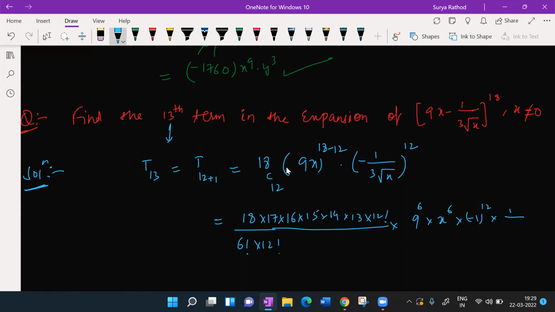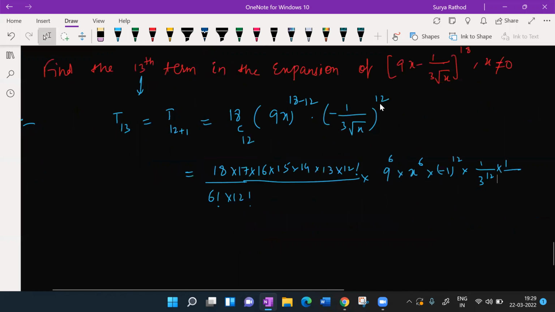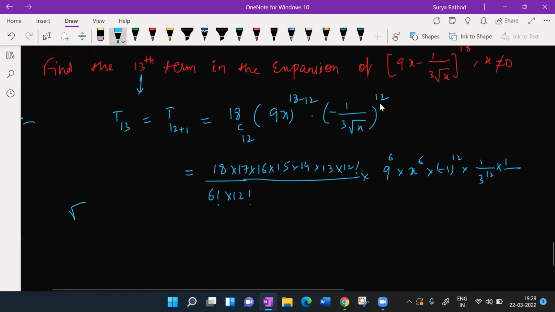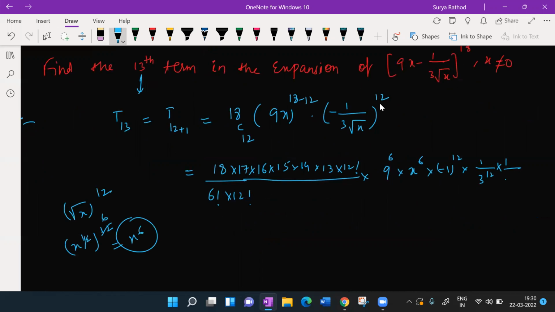Into 1 by root x to the power of 12. Guys, everyone be clear with this: root x to the power of 12 can be written as x to the power of 1 by 2, all to the power of 12. Correct? Yes, sir. Root x can be written as x to the power of 1 by 2, with 12 as it is. Half of 12 is 6, so it is x to the power of 6 again. Clear or not? Understood, guys, how I wrote here? So minus 1 to the power of 12 as it is, 1 by 3 to the power of 12 as it is, into 1 by root x to the power of 12, which can be written as 1 by x to the power of 6.